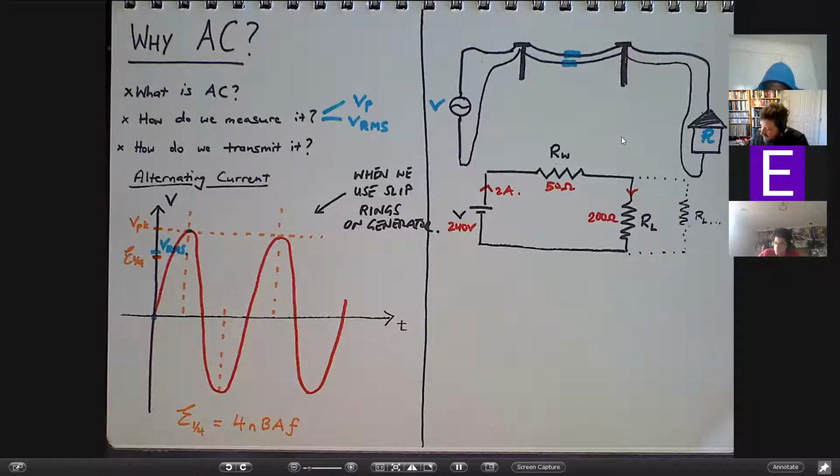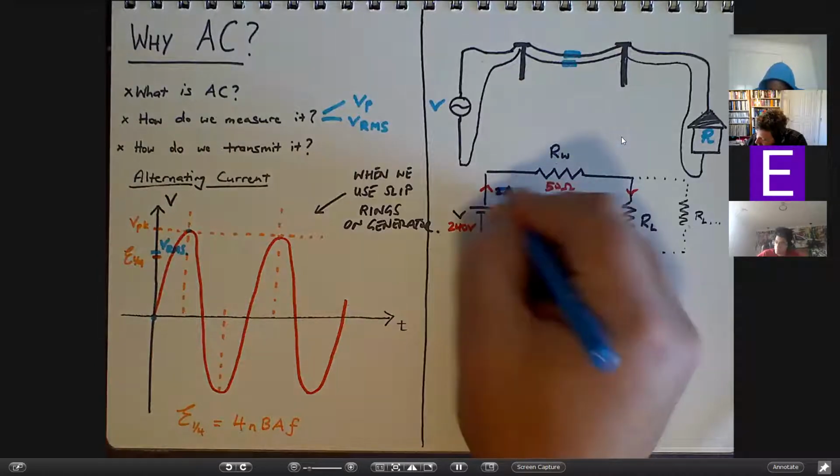But oh, sorry, I shouldn't say that you're getting 2 amps there. You're not going to get 2 amps. You're going to get about 1 and a bit amps.